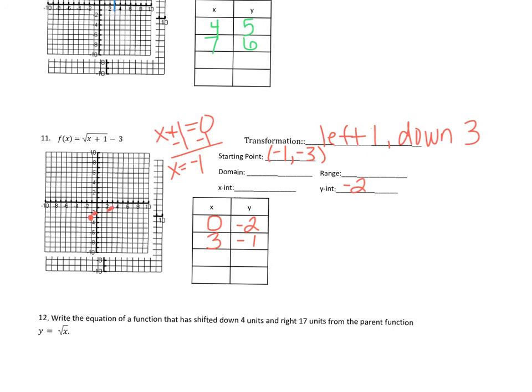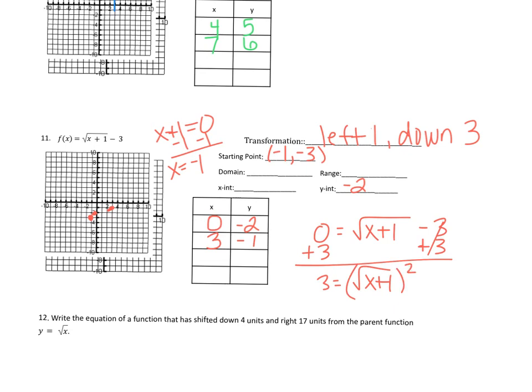It's approximately there. Now, to get the x-intercept, I know I have to have 0 equals the square root of x plus 1 minus 3. So I'm going to add 3, add 3. So 3 equals the square root of x plus 1. I'm going to square both sides. So x plus 1 equals 9, minus 1. So my x-intercept is 8. So 8, 0, which it does look like it would be right there on that graph.